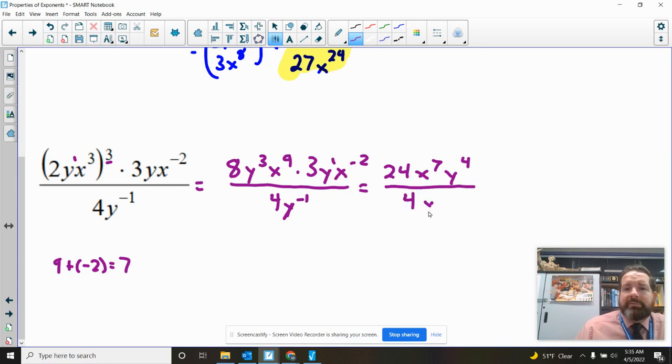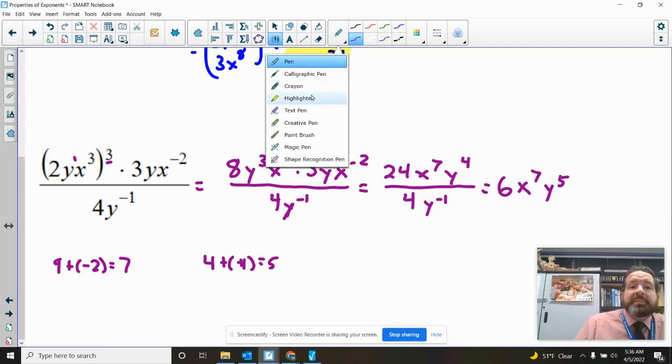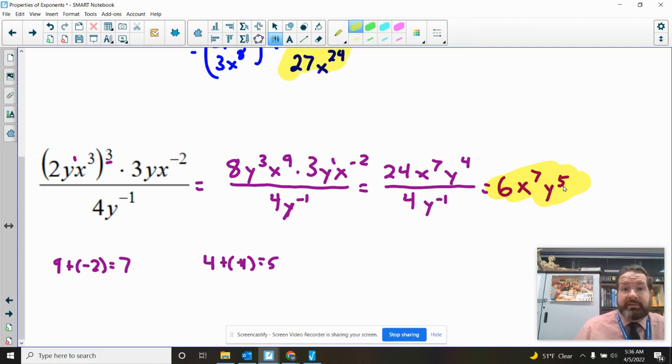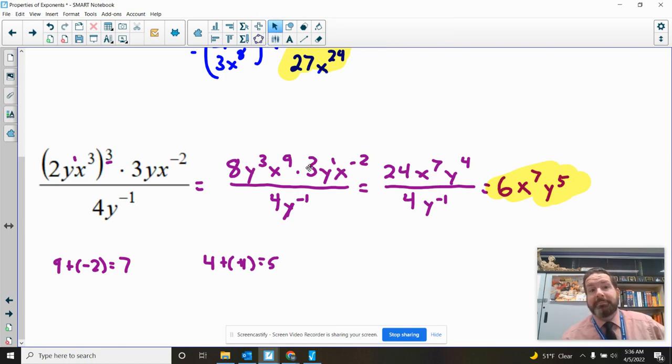And now on the bottom, 4y to the negative first. Okay, let's finish it up. 24 divided by 4, that's just 6. X's, there's no other x's. For my y's, it's division, so top exponent minus bottom exponent. 4 minus negative 1 is 5, so y to the 5th. And again, I'm never going to say this is easy, but it's easier if you keep track of your steps along the way. Make sure you're applying the right properties and trust your steps.